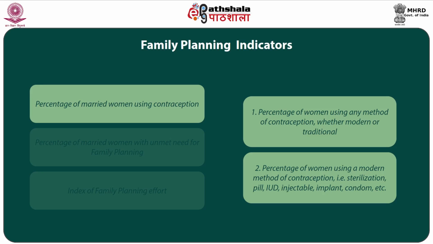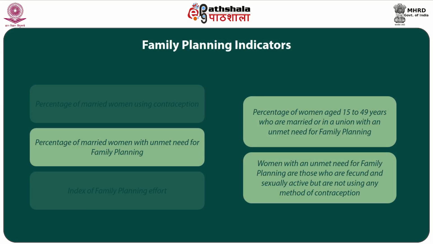To reiterate, the modern methods we are talking about include sterilization, oral contraceptive pills, IUD, injectable, implant, condom or vaginal barrier method. So, the difference between these two indicators is that the first one talks about any method of family planning, the second one talks about the modern methods only. The numerator is the number of women who are using the method, the denominator is the total number of women of that particular age group.